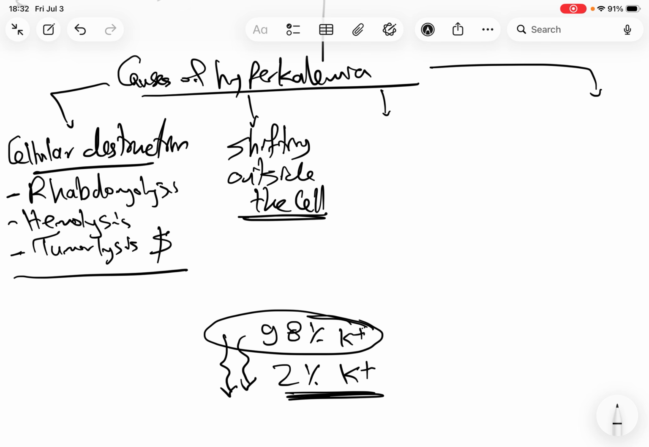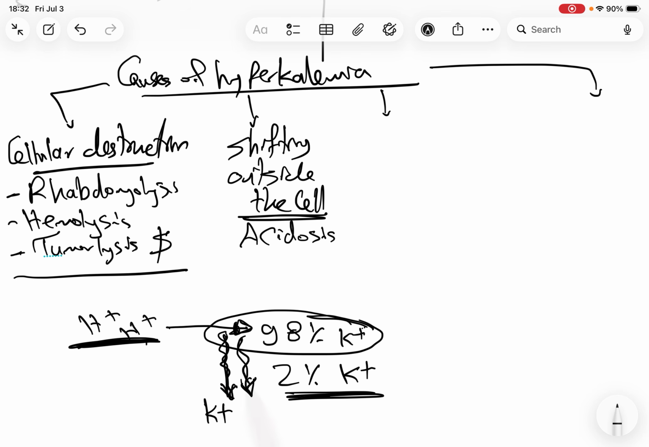Also, potassium shifting outside the cell can cause hyperkalemia. How will the potassium shift from inside to outside the cell? If there is metabolic acidosis, and there are a lot of hydrogen ions outside the cell, the hydrogen ions will go inside and cause intracellular acidosis, and as a reflex, potassium will go outside to keep the cell neutral, because if positive ions enter the cell, we need positive ions to get out of the cell.